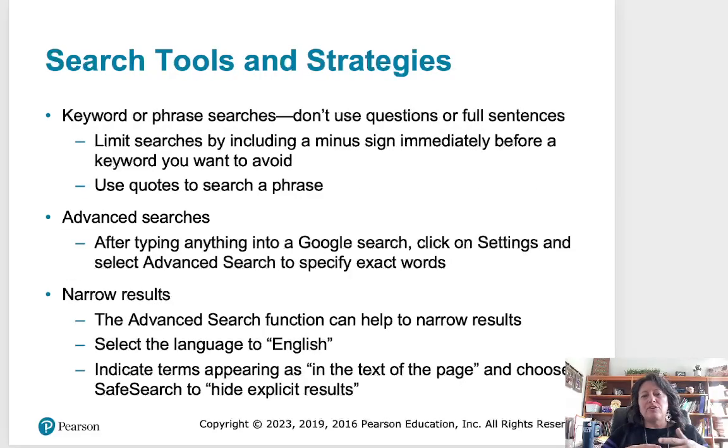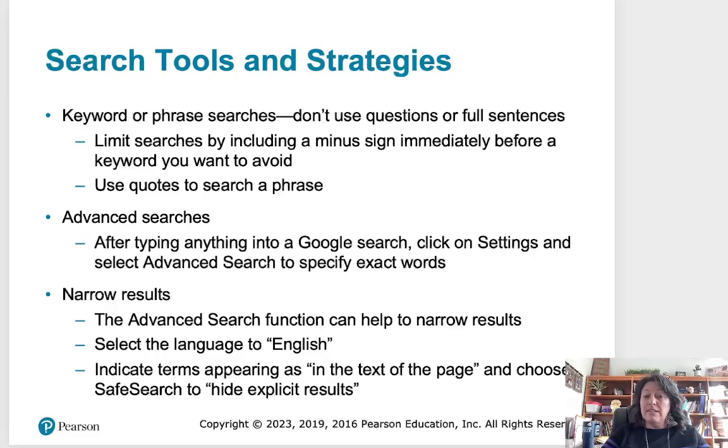So there are different strategies you can use when searching. First off, looking up keywords or a search phrase. And in doing this, don't use questions or full sentences. You want to limit searches. Add a minus sign immediately before the keyword that you want to avoid. And then use quotes. You can search a specific phrase using quotes.